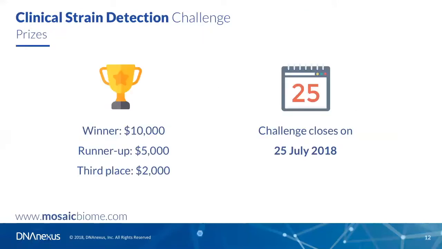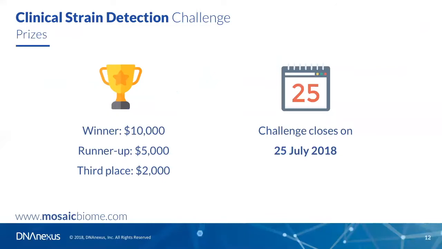For this challenge, we know that a lot of our participants are spending a lot of time to analyze them, so we want to make their time valuable. For the winners, we're going to give 3 prizes. For the first prize, we're going to give $10,000 to the winner. The runner-up gets $5,000, and the third place gets $2,000. The challenge closes on July 25th. So please participate. You have enough time, and this should be a great challenge to evaluate your tool.